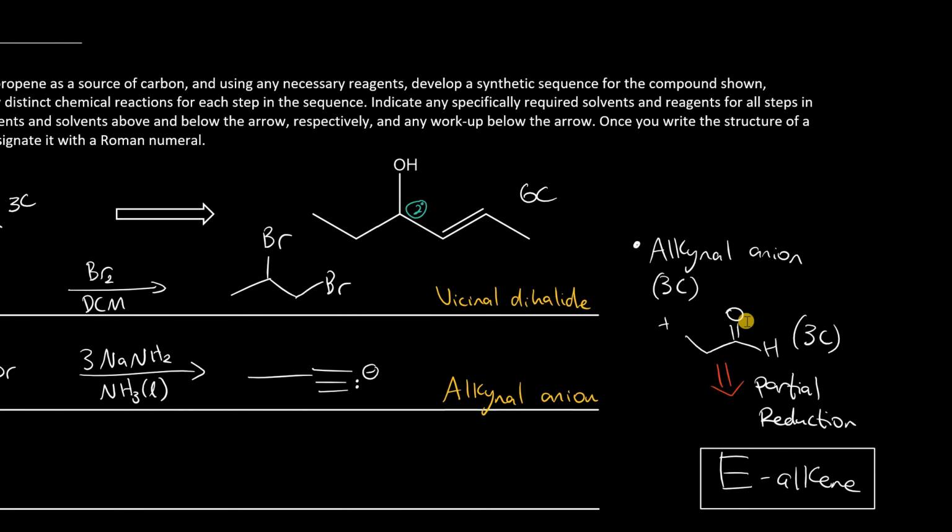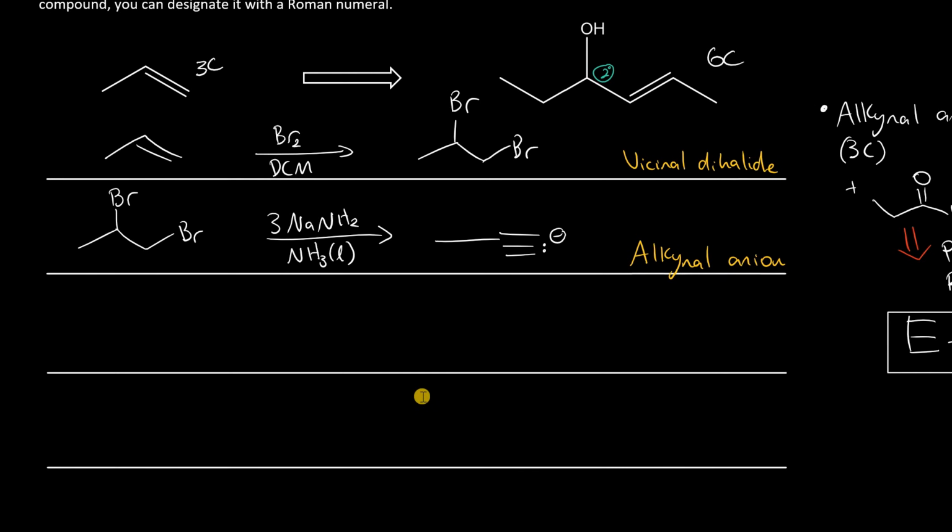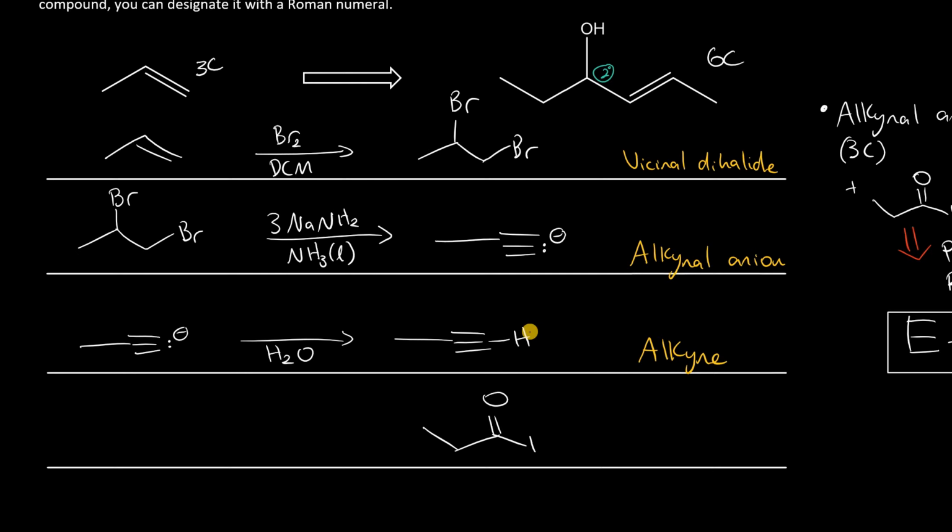Now to form this 3-carbon aldehyde, we can't use the nucleophile here, so we carry out an aqueous workup to form the alkyne, and then we do a hydration reaction in the next step. So let's take our alkynyl anion and carry out an aqueous workup where we protonate that terminal carbon to form the alkyne. And now we need to carefully choose our next step. We have a 3-carbon alkyne, and the goal is to go from that to this compound here. Propanal.